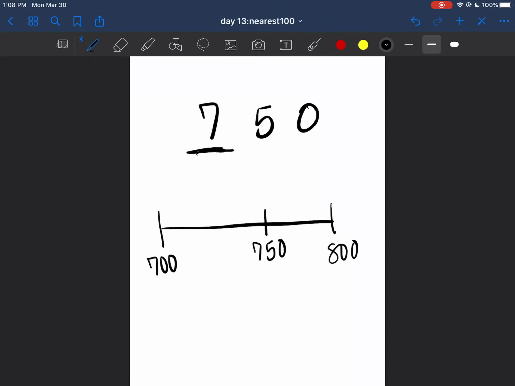Well, we noticed that 750 is our midpoint. And when we rounded to our nearest tens yesterday, we talked about what happens if that number is our midpoint. Does it round up or down? It rounds up. So 750 rounded to the nearest hundreds is 800.